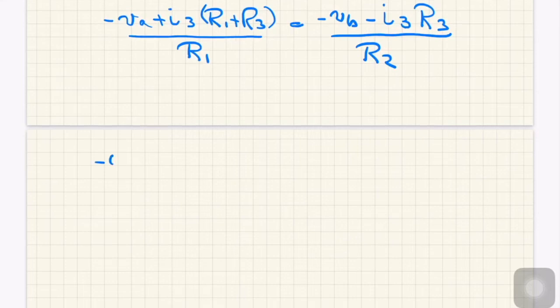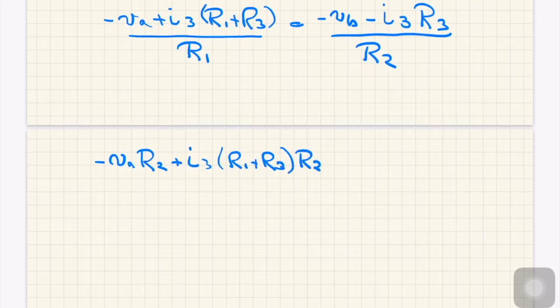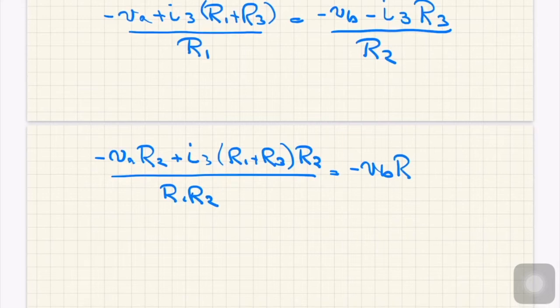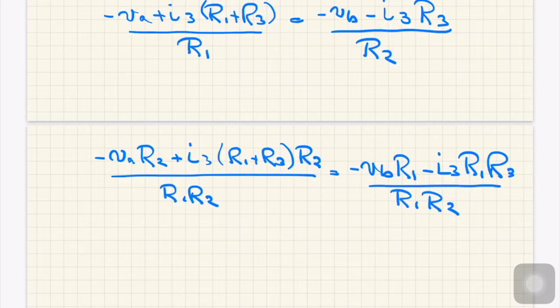And so that will give me minus VA times R2 plus I3 times R1 plus R3 times R2, and that new denominator I have is R1 R2, and that's going to be equal to, now the right hand side I'm going to multiply by R1 over R1, which is the same as multiplying by 1, and I'm going to say minus VB R1 minus I3 R1 R3 over R1 R2. So it's a simple algebraic step.